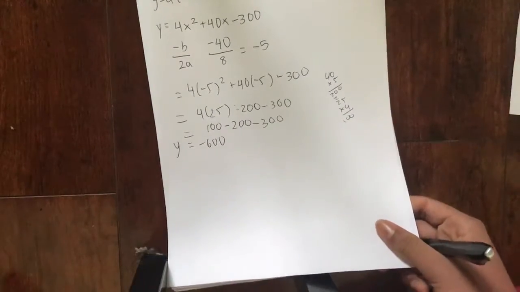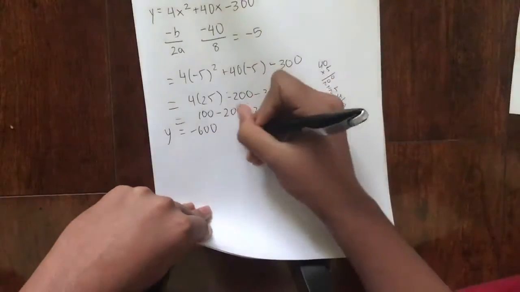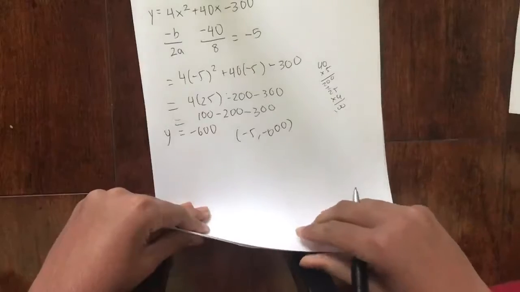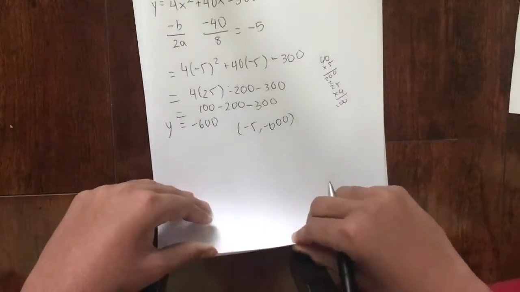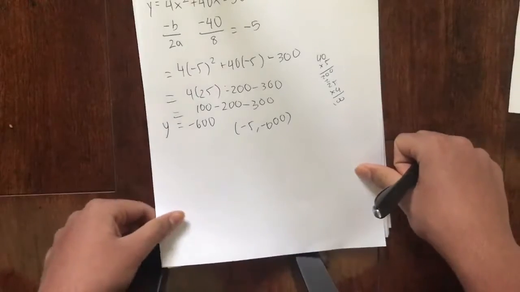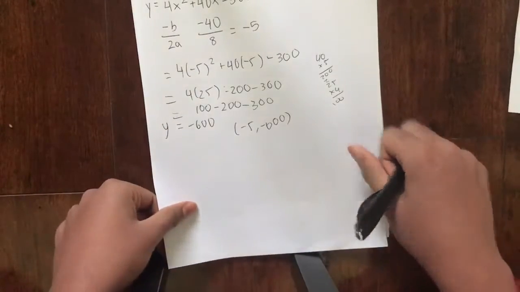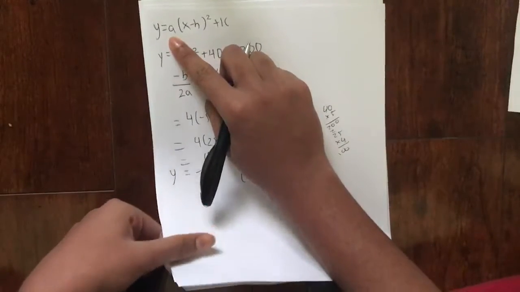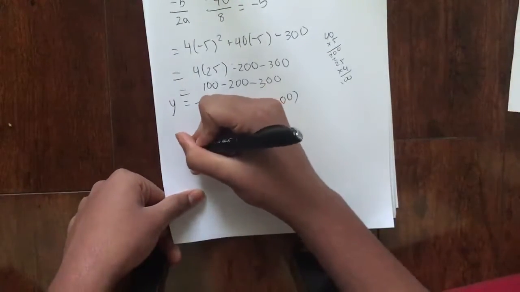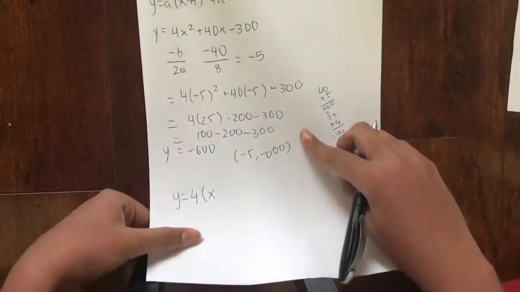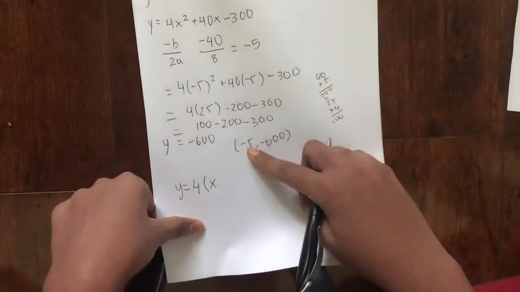So our vertex in this case is negative 5 comma negative 600. Since we found our vertex, now we can write our vertex form equation. Our a is usually the leading coefficient of the function, in this case 4. So y is equal to 4 times x, and then our h value is negative 5.